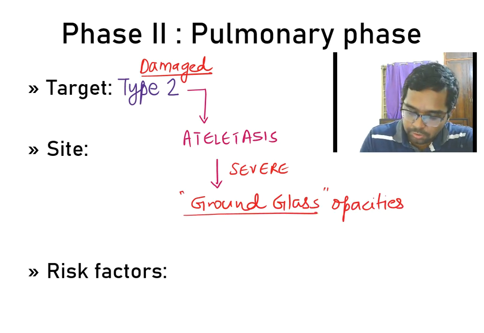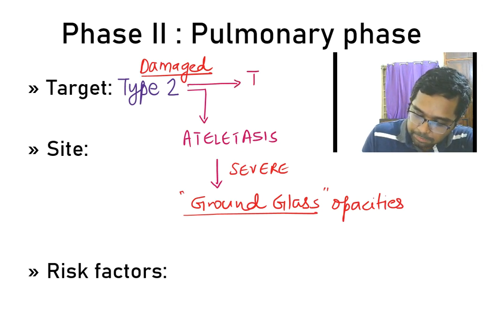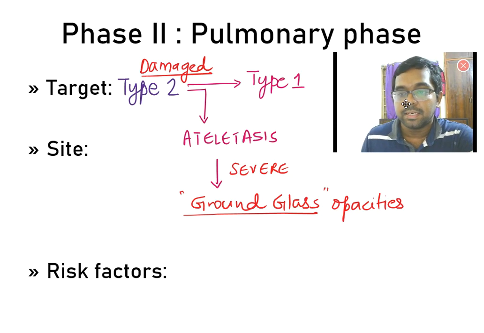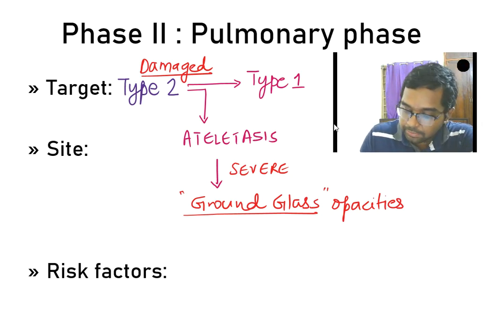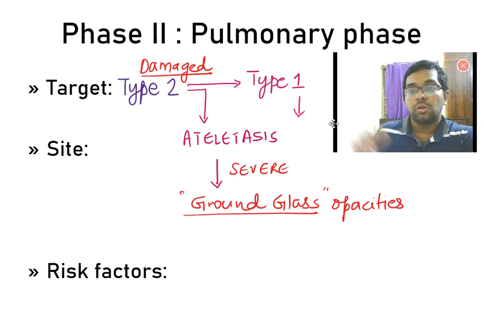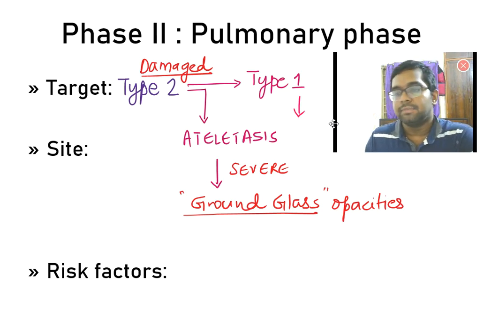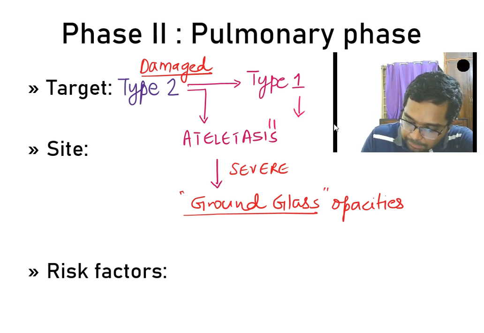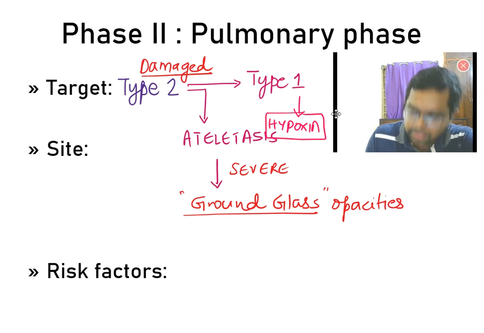The second point I want to emphasize is that type 2 pneumocytes are also precursors for type 1 pneumocytes. So when type 2 pneumocytes are damaged, obviously there would be problems in type 1 pneumocytes also. What is the importance of type 1 pneumocytes? They are very important for gas exchange. You all know that. So if the type 1 pneumocytes are also damaged, definitely there is going to be hypoxia, which is one of the important hallmark features of COVID-19 infection.